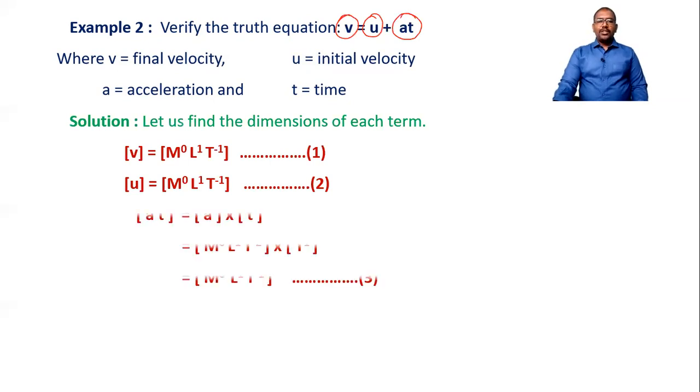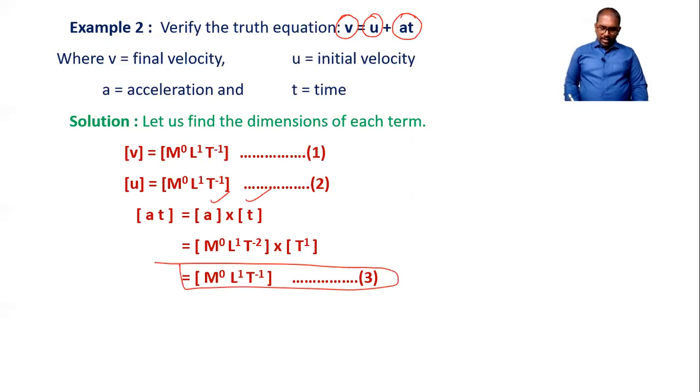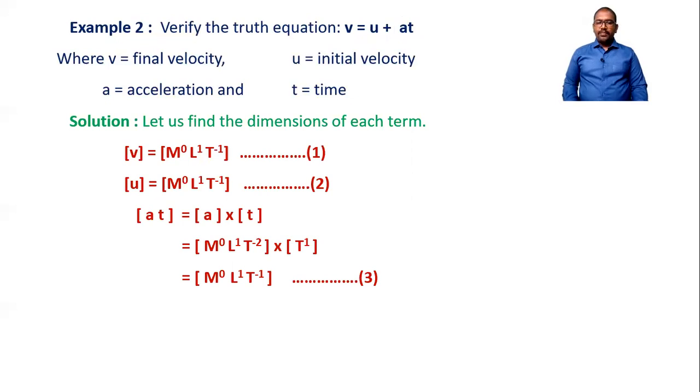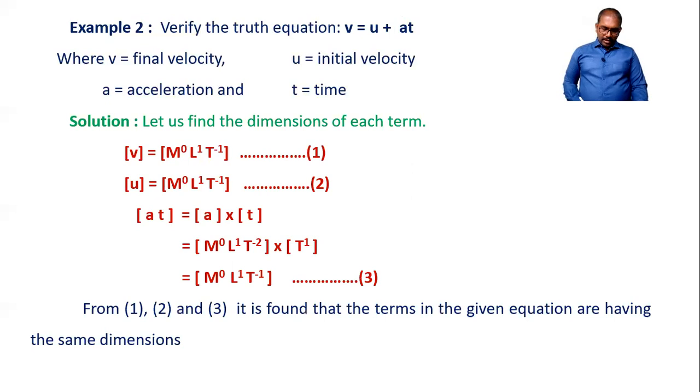Now after that, the dimension of at: the dimension of a multiplied by the dimension of t. The dimension of a is M0 L1 T minus 2 and the dimension of t is T1. After multiplication, we get M0 L1 T minus 1. You can see this is equation number 3. So observe equations 1, 2, and 3 very carefully. By using these three equations, we can say the dimensions of all terms in the equation are the same. Hence, this equation is dimensionally correct.